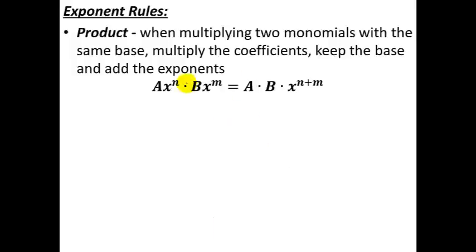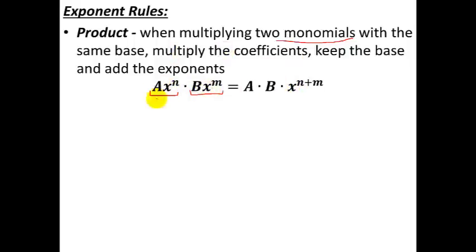Alright, there are some rules that we have when multiplying and dividing. Well, we'll do multiplication first, multiplying exponential expressions. Now, remember that these only apply when you're multiplying monomials. So, here's a monomial, here's a monomial. When multiplying, keep the base the same. So if our base of our exponents is x and x, it stays as an x. But we multiply the coefficients.